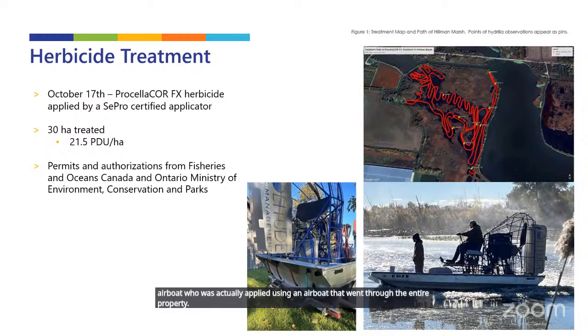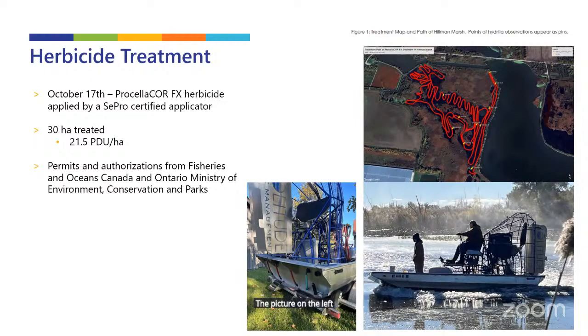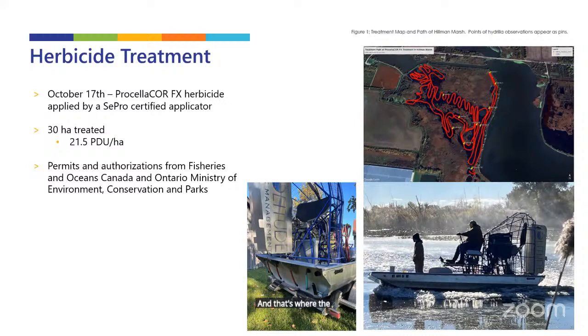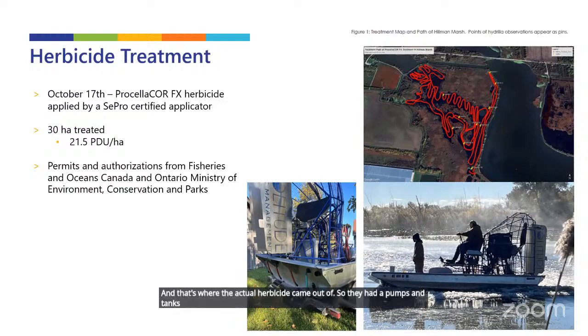The picture on the left shows the rear of the airboat, and you can see 4 tubes hanging down, and that's where the actual herbicide came out of. So they had pumps and tanks on the actual airboat, and they had a grid that they followed to apply the herbicide in a very systematic way throughout the entire area.